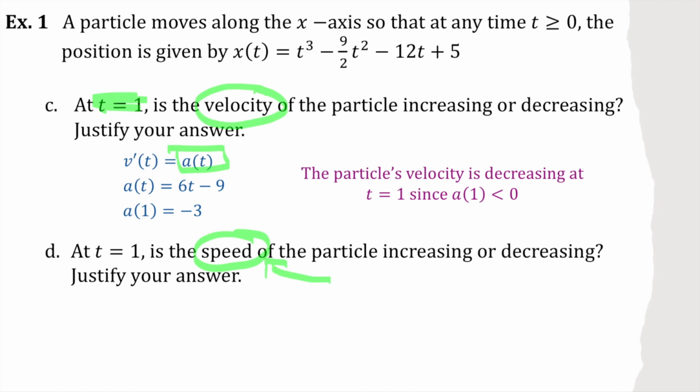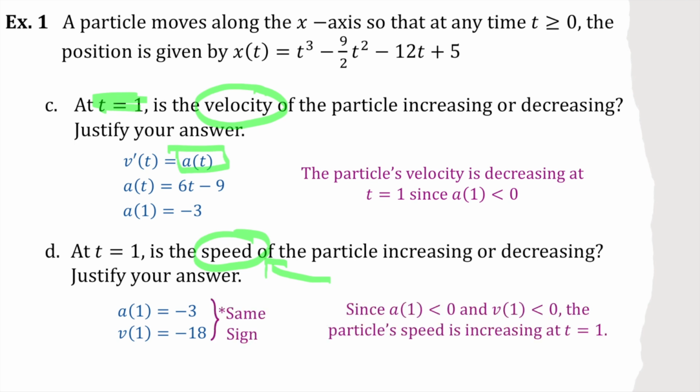At this point, we need to compare the sign of the velocity to the sign of the acceleration. So we already know at 1, the acceleration is negative 3. The velocity at 1 is negative 18. Those have the same sign. They're both negative. So since the acceleration at 1 is negative and the velocity at 1 is negative, the particle's speed is increasing at t equals 1.